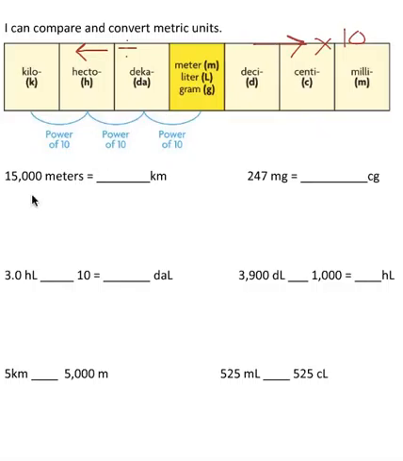So 15,000 divided by 1,000 just equals 15. I can use some mental math there. So let's try that again.